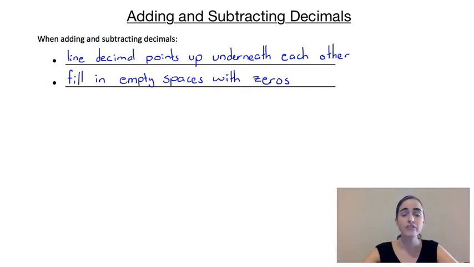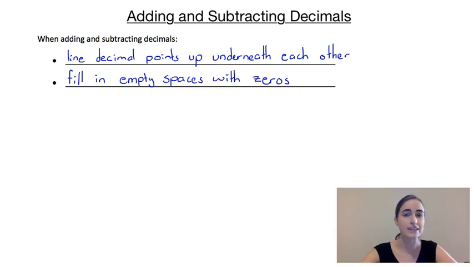In this video, I want to have a look at adding and subtracting decimals, and this is without a calculator. So when we're adding or subtracting decimals, there's two things we want to do to set up the question. The first is that we're going to line up all our decimal numbers underneath each other so that their decimal points line up. And then if we've got any gaps in there, we're going to fill them all in with zeros. And then we can either start adding or subtracting.